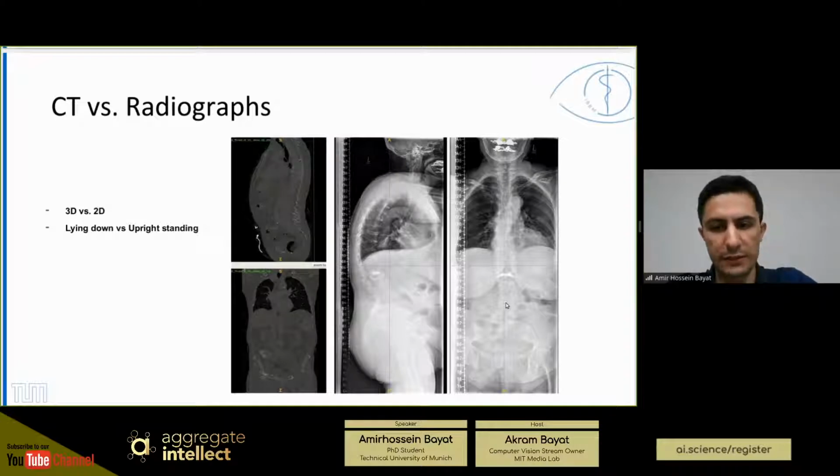The importance of this is that, for example, in the sagittal view radiograph in the middle, as you can see, some of the vertebrae are not visible at all because they are being occluded by some other bones. But on the other view, which is the coronal view, we can see it from another direction. So if we can combine both of the views for a single vertebra, we might be able to reconstruct the 3D shape.